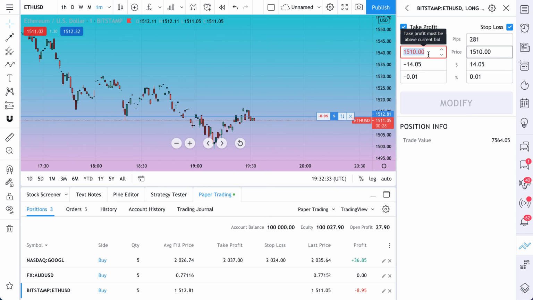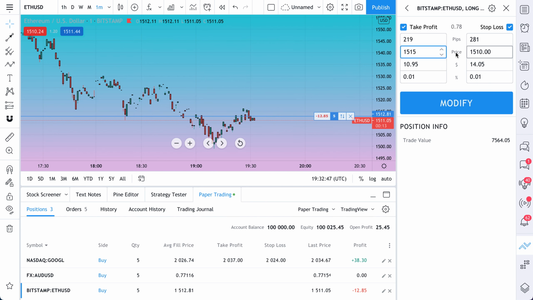Your paper trading account will tell you if you make an error. As you can see, it's red, and it says take profit must be above current bid. So let's do our take profit instead at the top here. This is 15.15. So now we've done our take profit at 15.15, our stop loss at 15.10, and we can see our pips, the dollar gain or loss, and the percentage. And this is a trade we're managing because it just went wrong from the beginning.